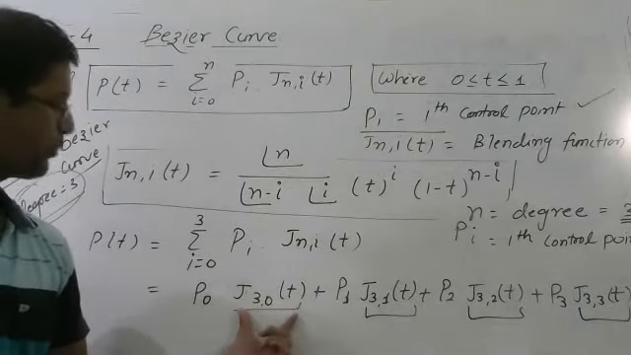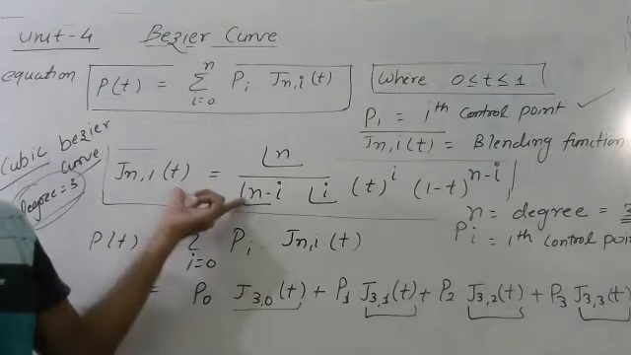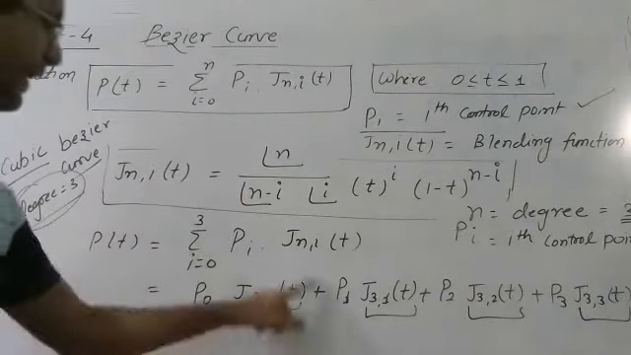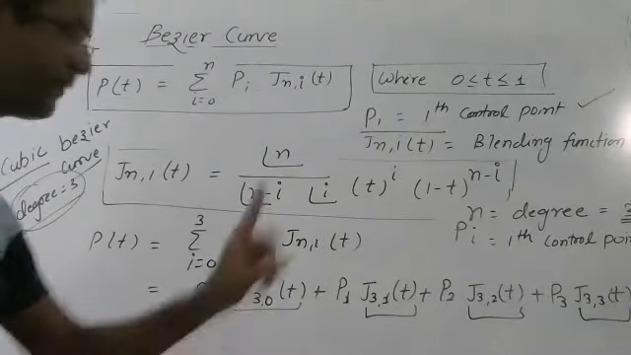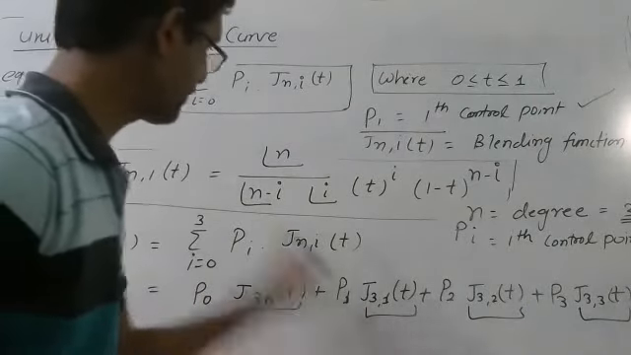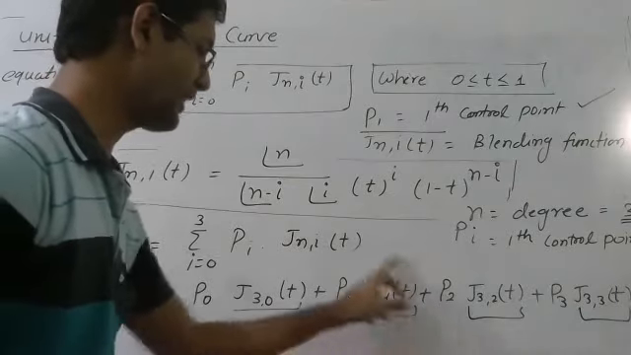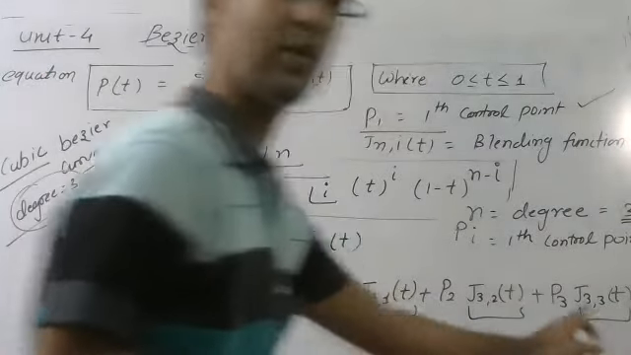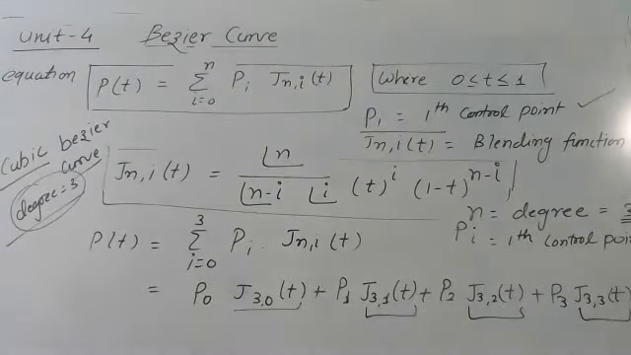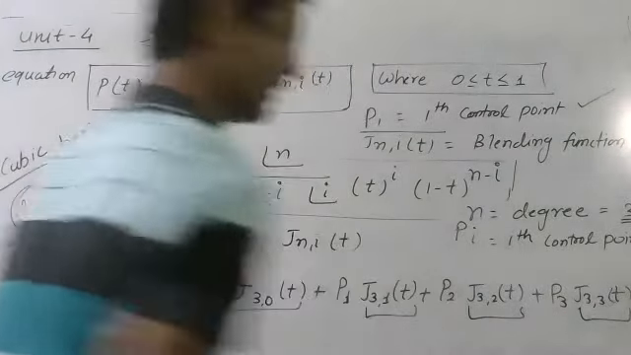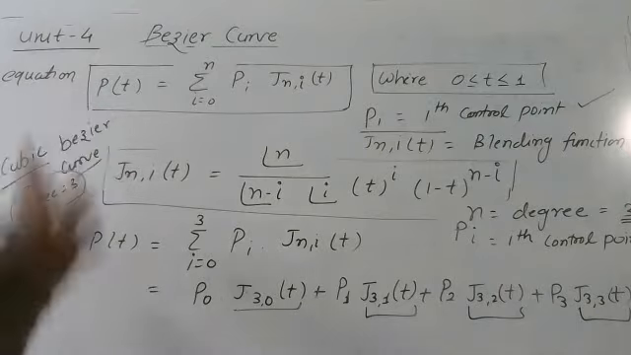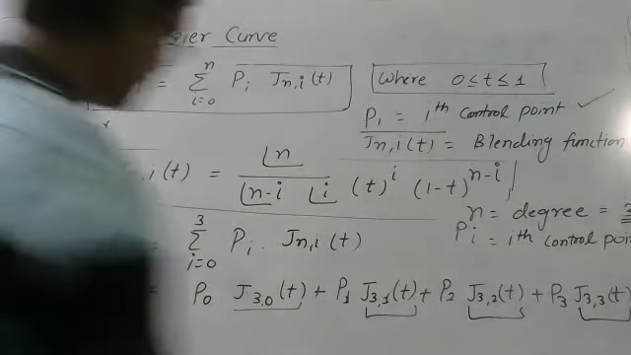So to solve this particular portion, we can use this equation, right? I am using this equation so that I can find out the value of J3,0(t). Then I will use this particular equation to find out the value of J3,1(t). Then for J3,2, then J3,3. And finally, I will put all these values in this particular equation. Then I will get the final equation of Bezier curve, not only Bezier curve, it is for cubic Bezier curve, right?